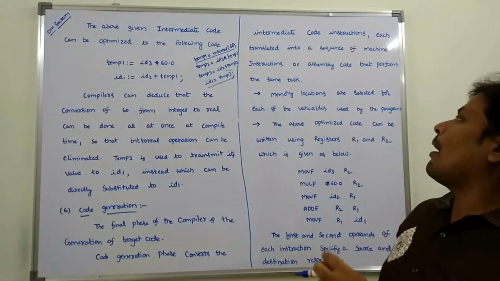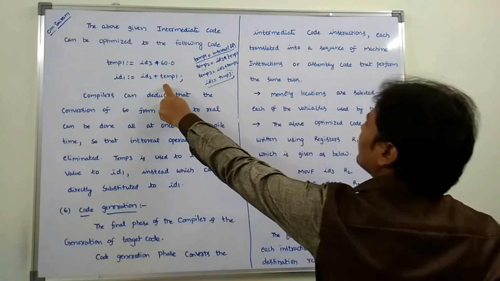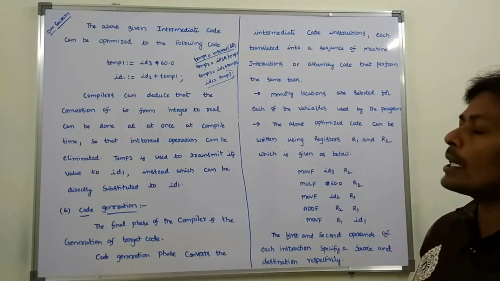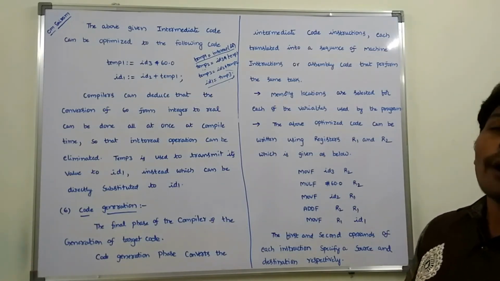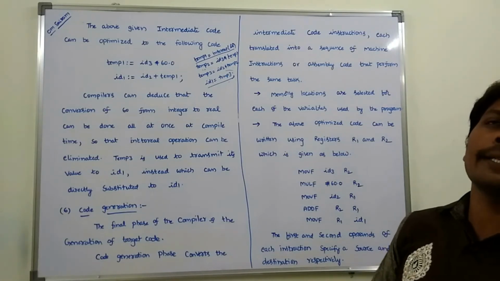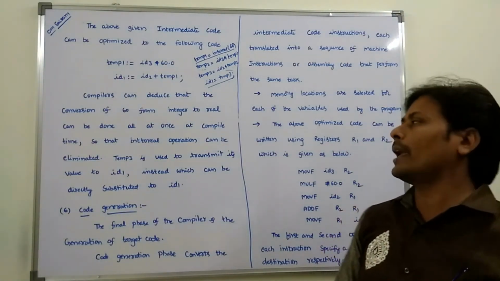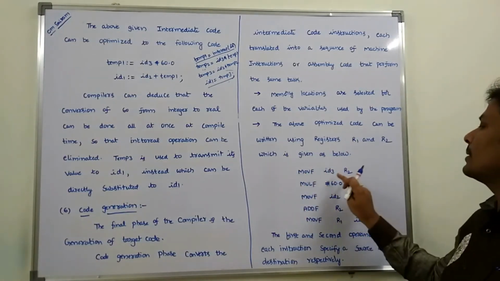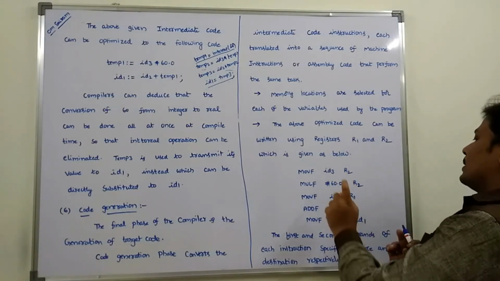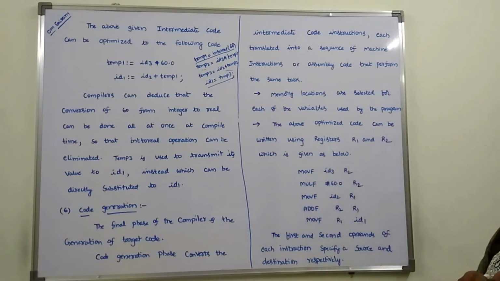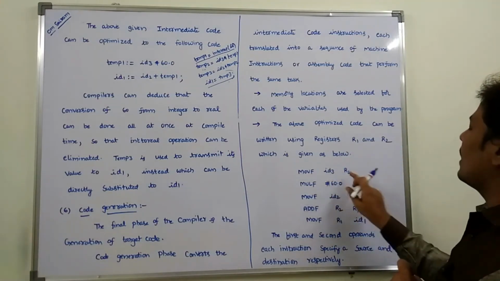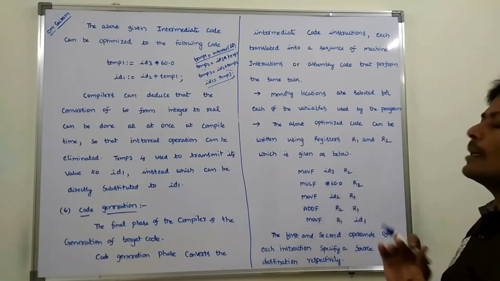Next, for the given optimized code, the code generation phase generates the target code by using 2 registers, that is R1 and R2 registers. In this one, the first operand specifies the source and the second operand represents the destination. Okay, this is the source and this is the destination.